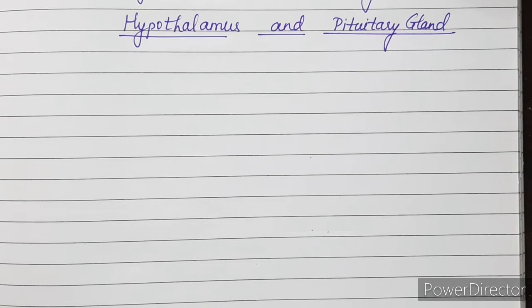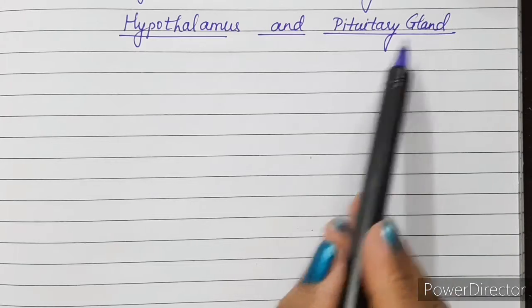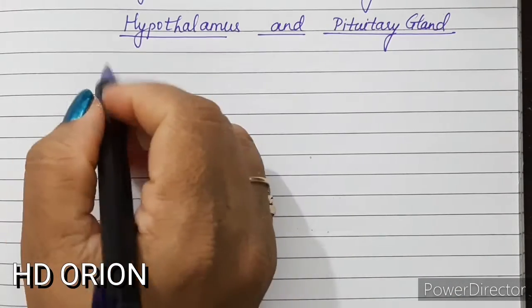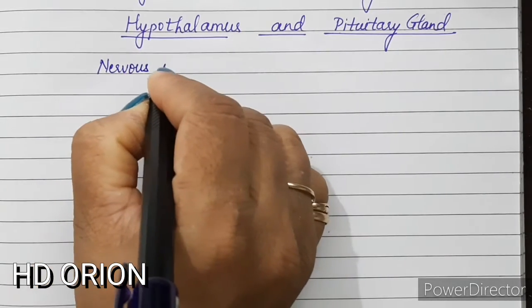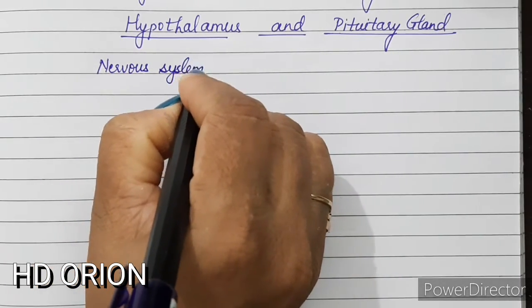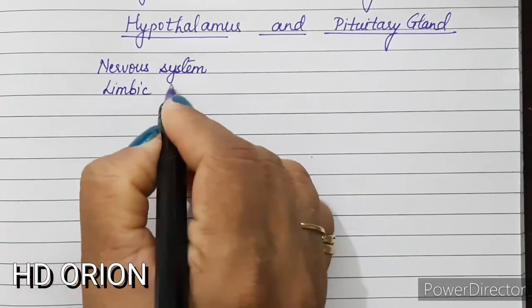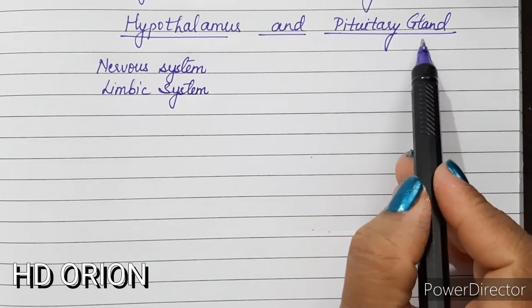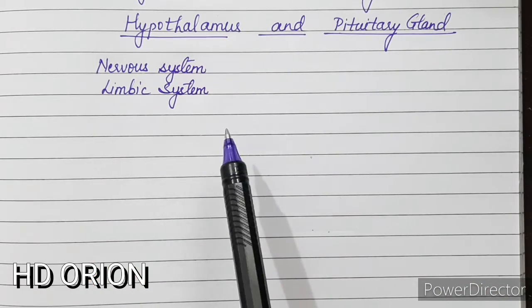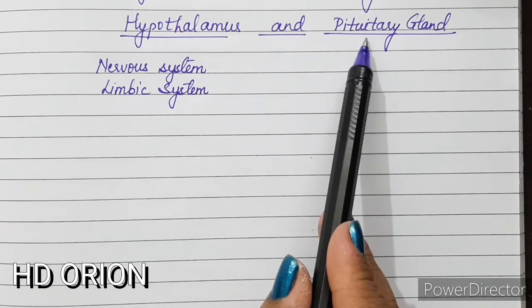Hello everyone. In this video we are going to study hypothalamus and pituitary gland. Hypothalamus is a part of nervous system. It is the part of the brain, essentially the limbic system of the brain. And the pituitary gland is an endocrine gland. So therefore they serve to be connecting the nervous system and the endocrine system.